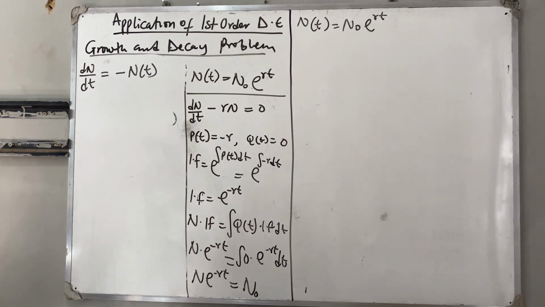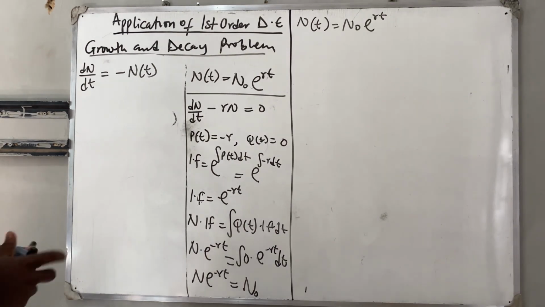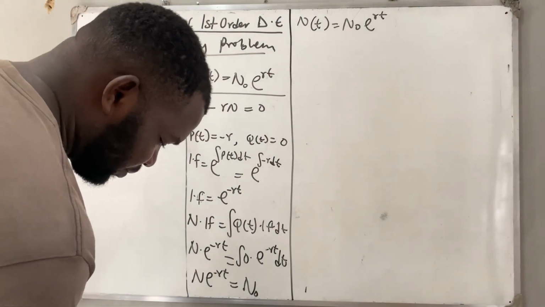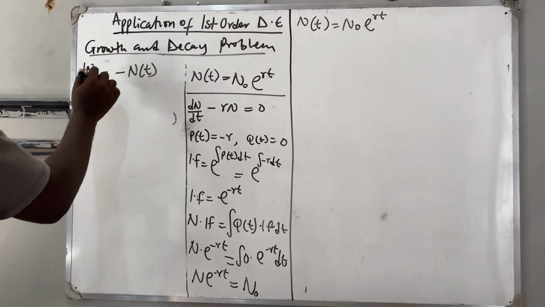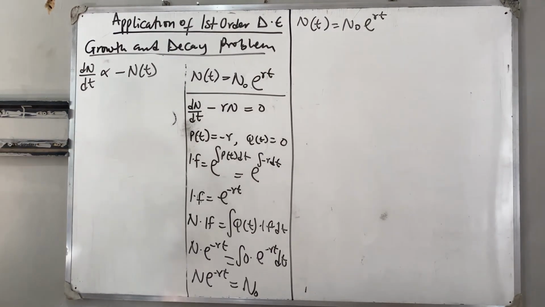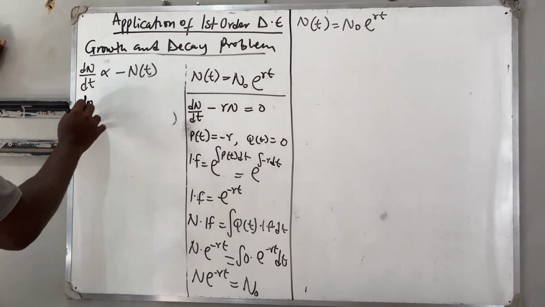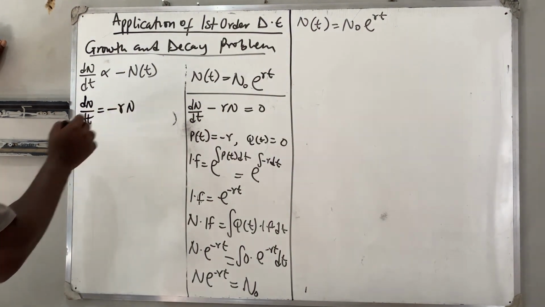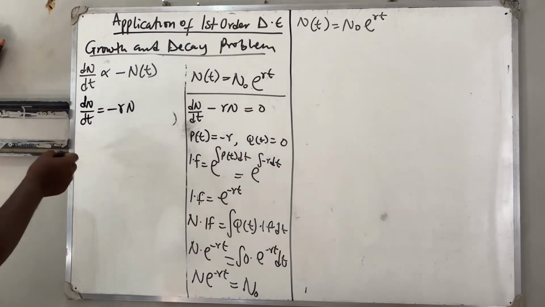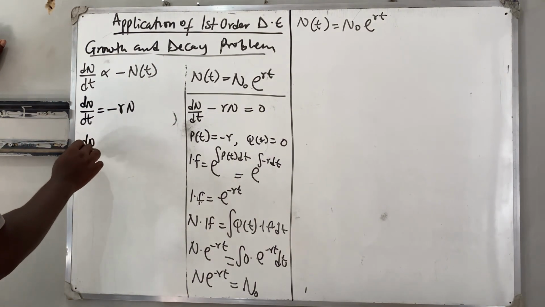You can decide to say directly proportional, not equal to, please. Directly proportional. So that means that if we remove our proportionality sign, we're going to have that dN/dt will now be equal to what? Minus rN.